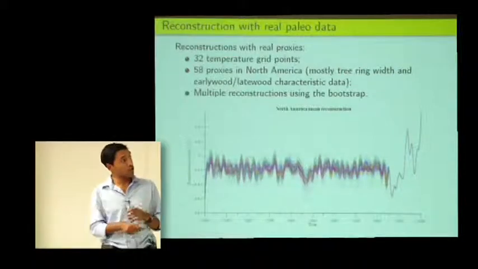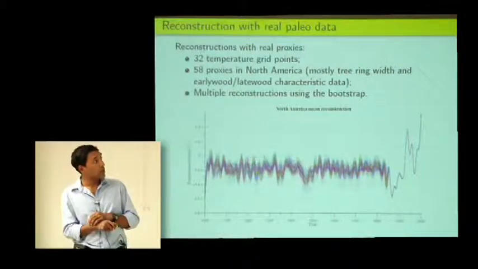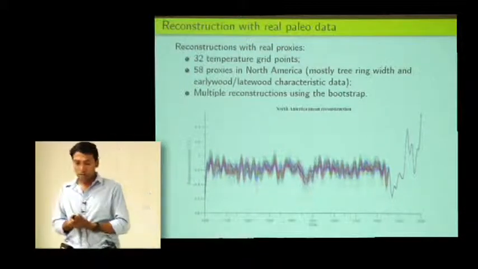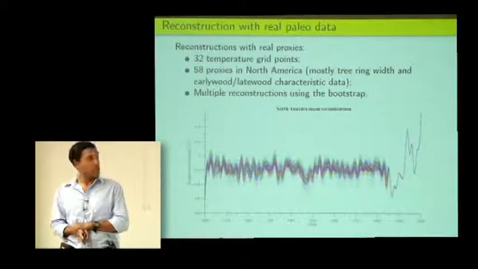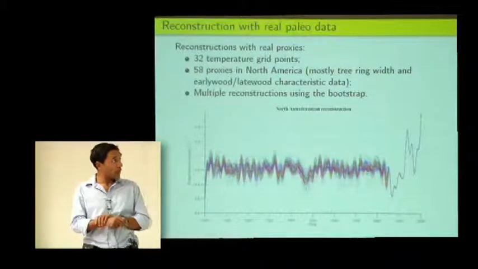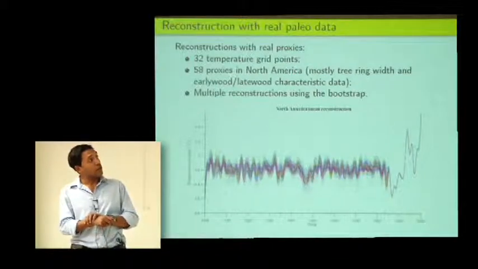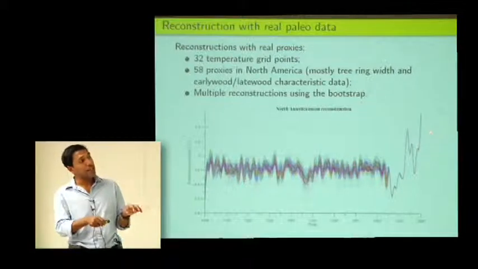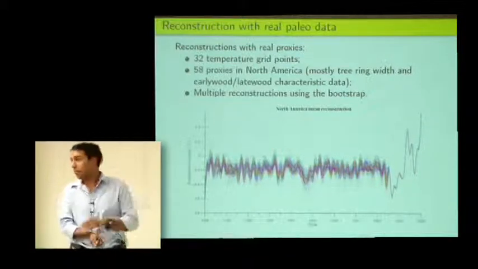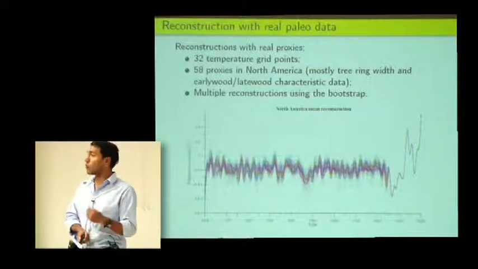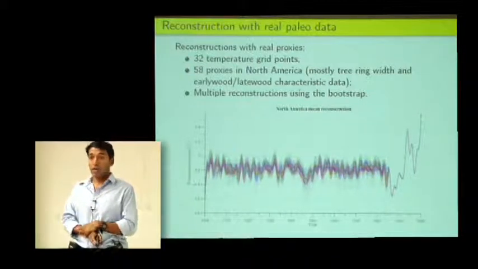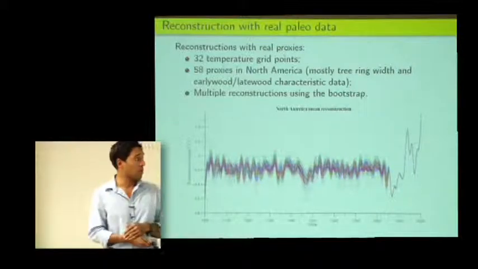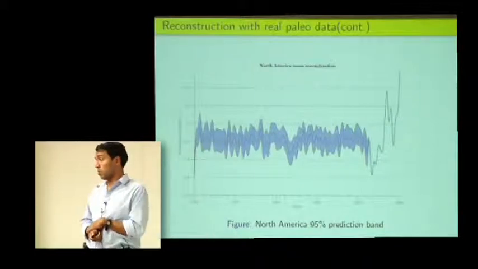We've also done a real reconstruction using coral proxies at 32 temperature grid points. This was data that Julien gave to us, and we acknowledge his collaborators who gave us the data. There were 32 temperature grid points and 58 proxies in North America. You can clearly see here that the uptick is well beyond the bootstrap, even for a local reconstruction like North America, where, of course, as Eugenia pointed out, one should do it where there is data. And we've done it in North America where there's data, and the uncertainty bands are also lower.